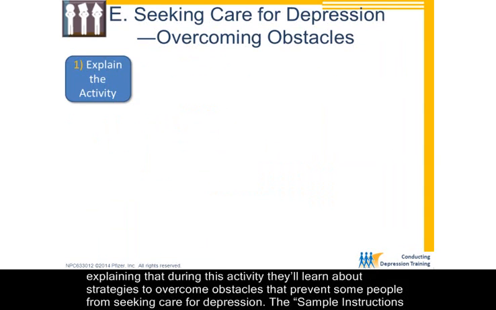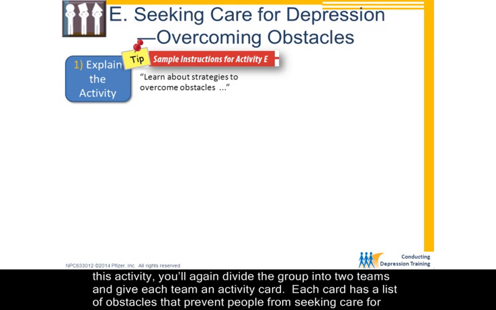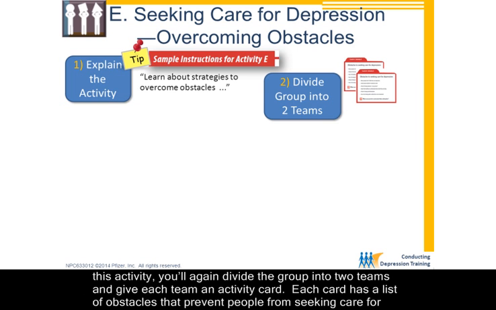Begin by explaining that during this activity, they'll learn about strategies to overcome obstacles that prevent some people from seeking care for depression. The sample instructions for Activity E in the Trainer's Guide provide an introduction that you can put into your own words. As in the previous activity, you can begin by explaining that you'll again divide the group into 2 teams and give each team an activity card.